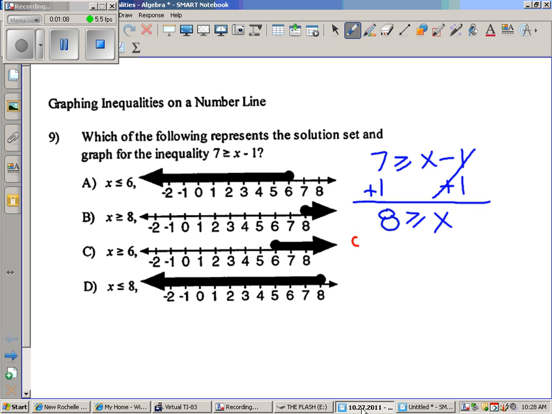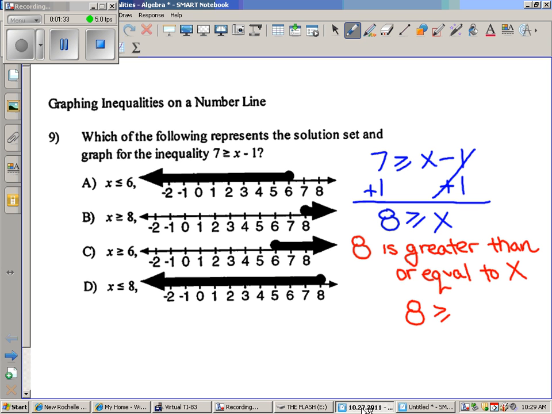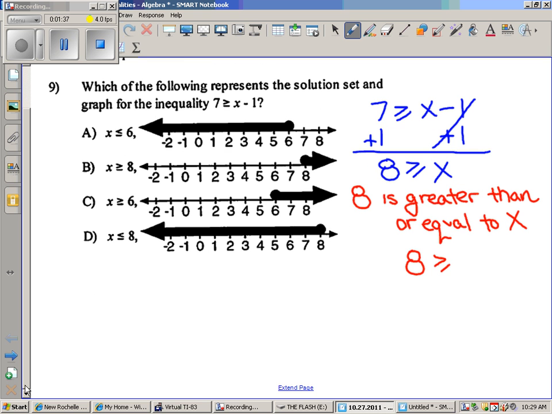Very nice. 8 is greater than or equal to x. Now, let's try and think of some numbers that'll fit into this. Give me a number that you could sub in for x. Pick a number, any number you want.